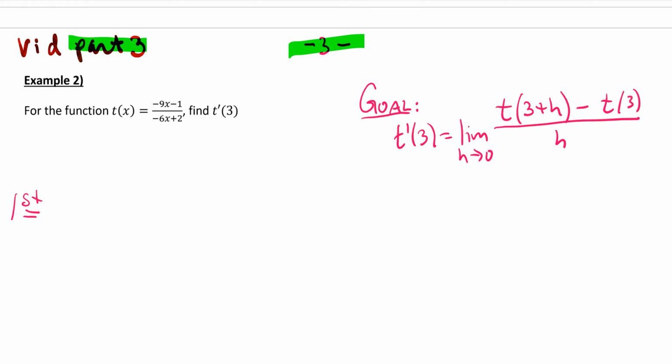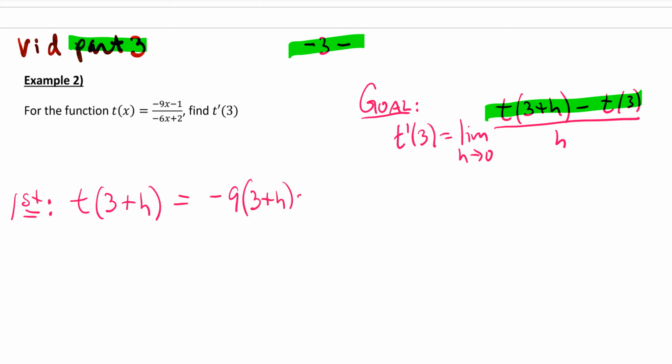And as in example 1, I'm going to go about this in a series of a few steps. The first 3 steps are concentrated on figuring out the numerator. That's where really the algebraic trickery and hard work is within figuring out the numerator. So let's go with that in a step-by-step way. And the first thing we'll do is t of 3 plus h. So that's going to be negative 9 times parentheses 3 plus h minus 1 all over negative 6 times parentheses 3 plus h plus 2.